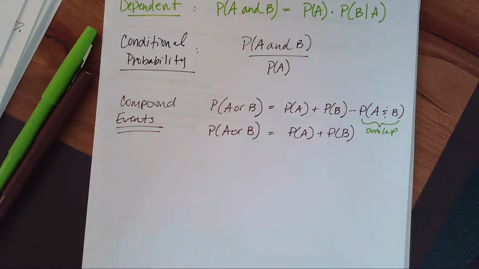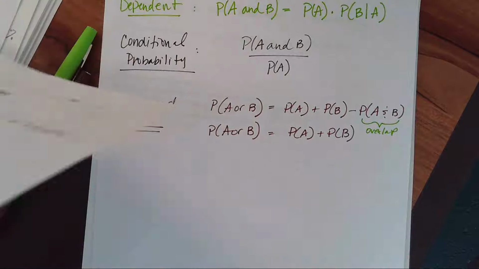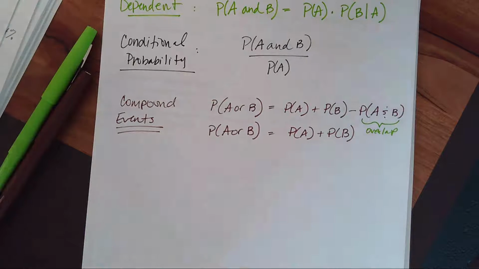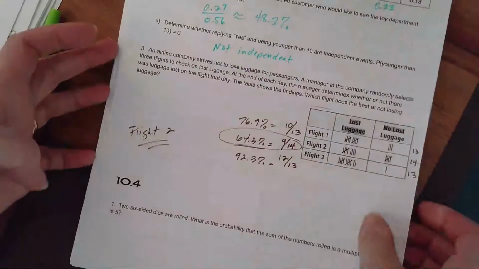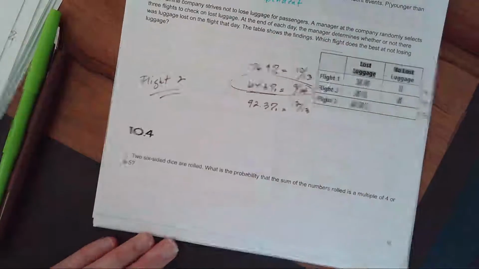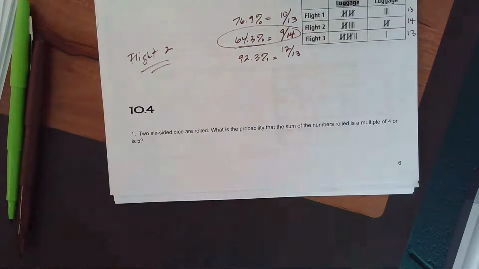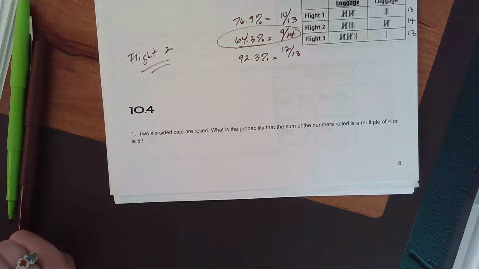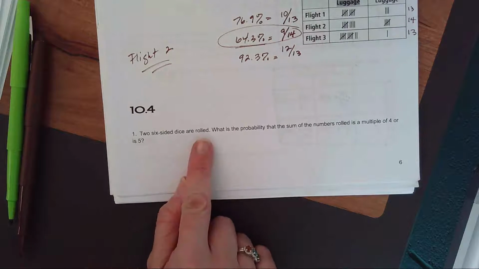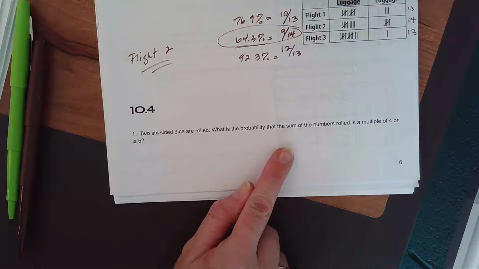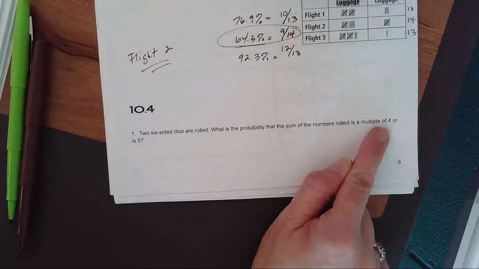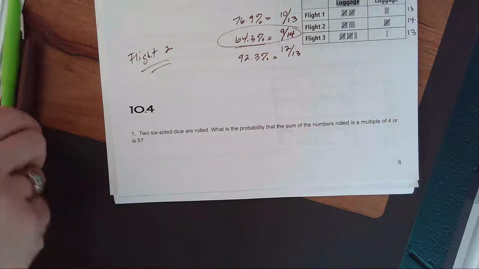Okay, so let's do some of the problems in our extra packet. This is our extra notes packet, the one with all the examples in it. So let's start there. On the first one, it says two 6-sided dice are rolled. What is the probability that the sum of the numbers rolled is a multiple of 4 or is 5?